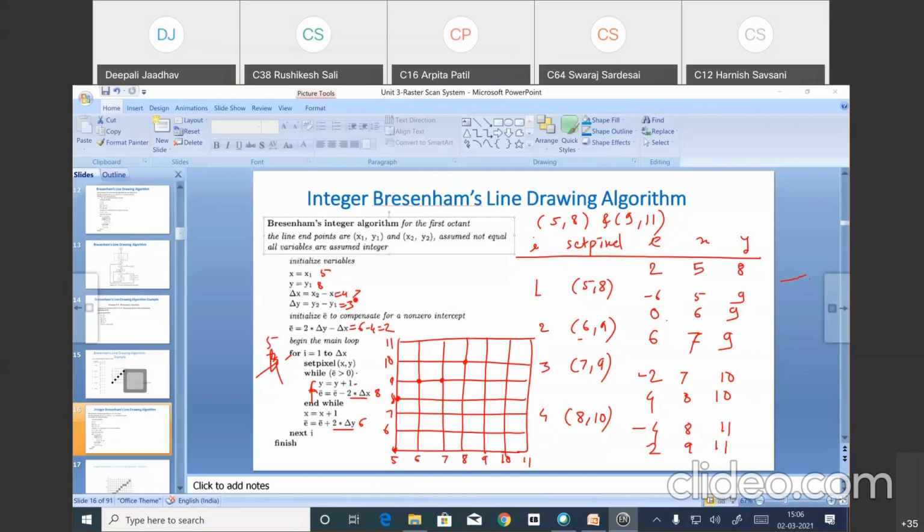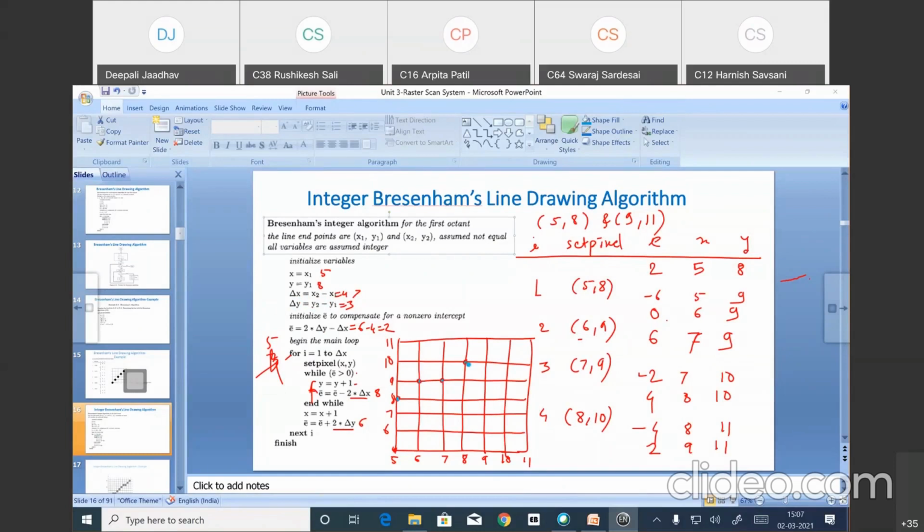So these 4 pixels we got here. The first one is 5, 8. The second one is 6, 9. Third one is 7, 9. And this is correct.